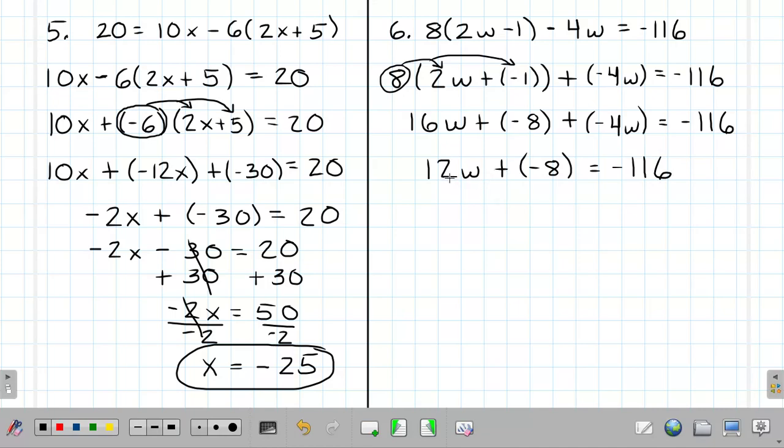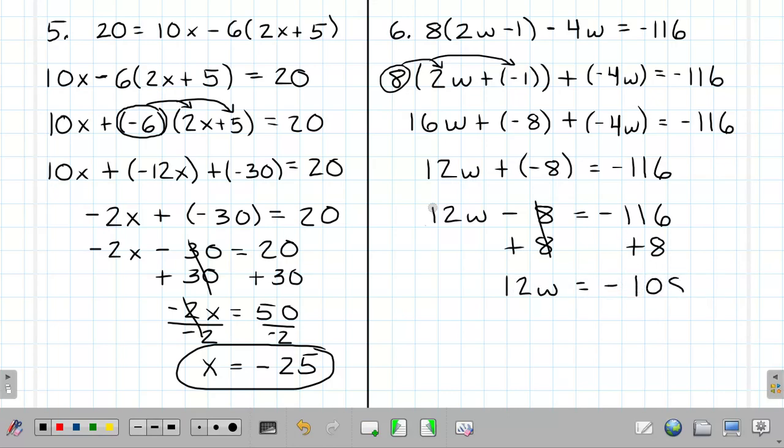And then lastly, like I said, you could probably solve it from here just like we did right here. But I am going to go the extra step, and I'm going to rewrite this as 12w minus 8 is equal to negative 116. And then once again, even though the numbers are a little bigger here, negative 116, we can actually still just solve it like normal. Add 8, those go away, so we get 12w is equal to negative 108.